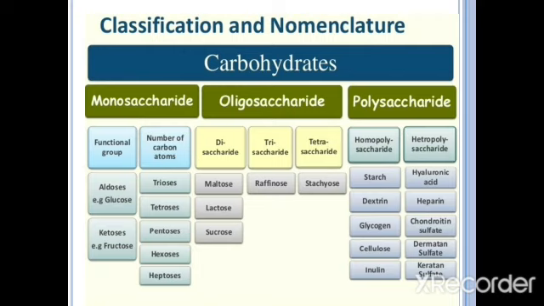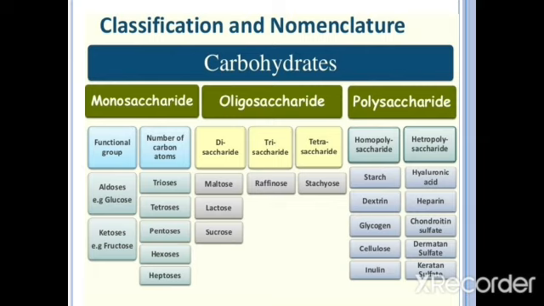So monosaccharides are the simplest form. They cannot be further hydrolyzed. They can again be classified depending on the number of carbon atoms present. If 3 carbon atoms are present, it is known as trioses, 5 means pentoses, like that. And based on the functional group, it can be classified into aldoses or ketoses. If an aldehyde group is present, that is aldoses, and if a ketone group is present, that is ketoses.